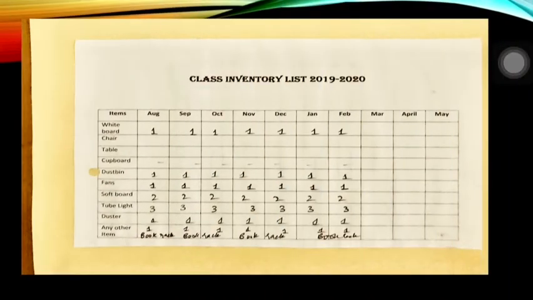Now, class inventory list. You have to mention the updated session here, and then month-wise you have to update this list. Now, what is in the list? Whiteboard, chair, table, cupboard, dustbin, fans, softboard, tube light, duster or any other item. You have to update this inventory side by side, month-wise.